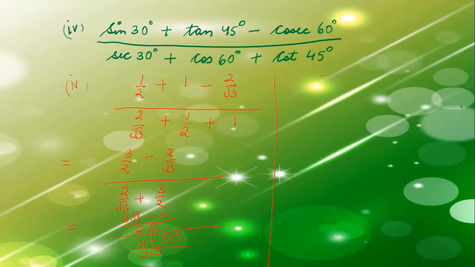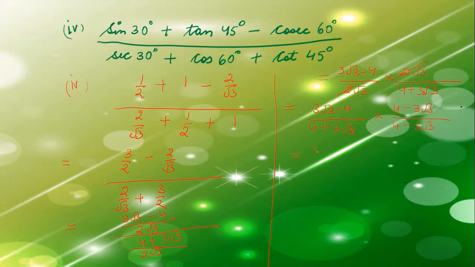So here you can do like this, (3 root 3 minus 4) divided by (2 root 3). So multiply by 2 root 3 upon (4 plus 3 root 3). So cancel this term. It will be (3 root 3 minus 4) upon (4 plus 3 root 3). Now multiply by its conjugate. So it is (4 minus 3 root 3) upon (4 minus 3 root 3).